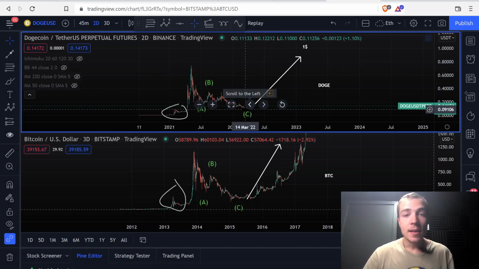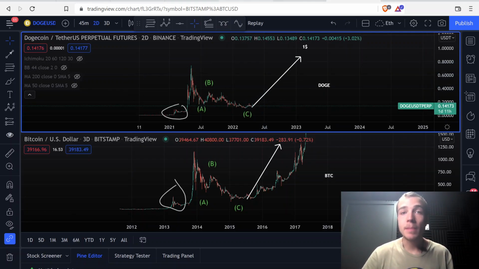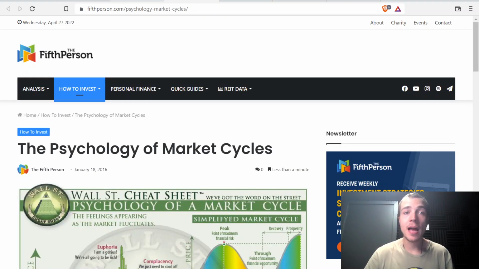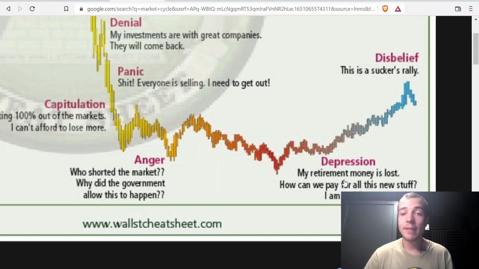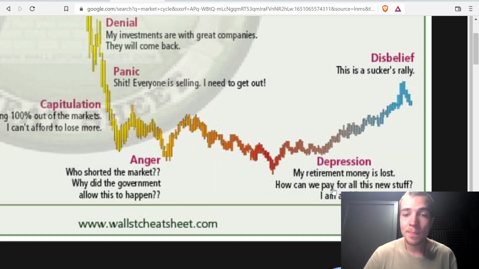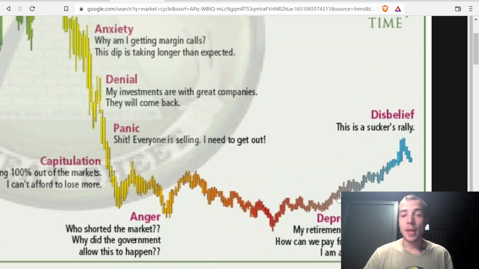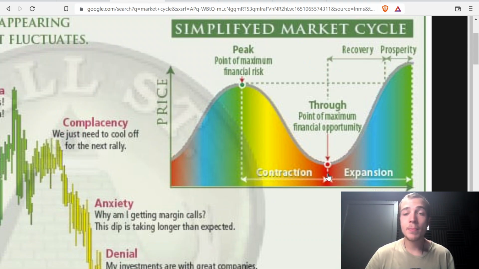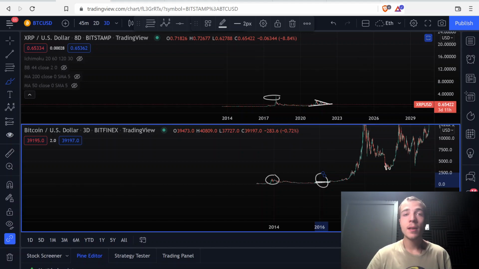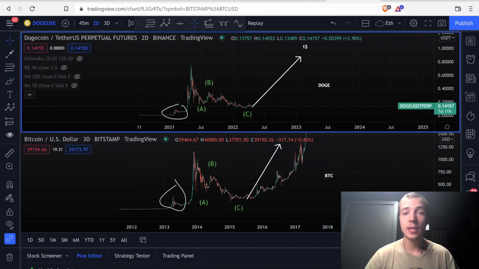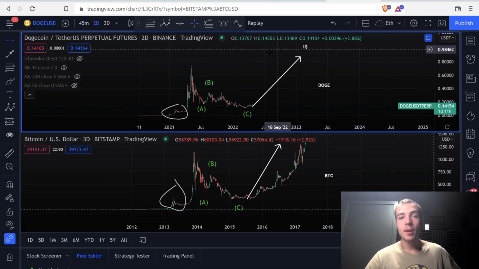So wave C of these ABC corrections is depression. So of course you're going to get a lot of people disagreeing with me. A lot of people will feel like they want to give up on cryptocurrency right now. They'll feel like they're an idiot for investing. And a lot of people will be making bearish videos because 80 to 90% loses, and it's actually the point of maximum financial opportunity, but they think it's the other way around. They think it's the maximum risk.